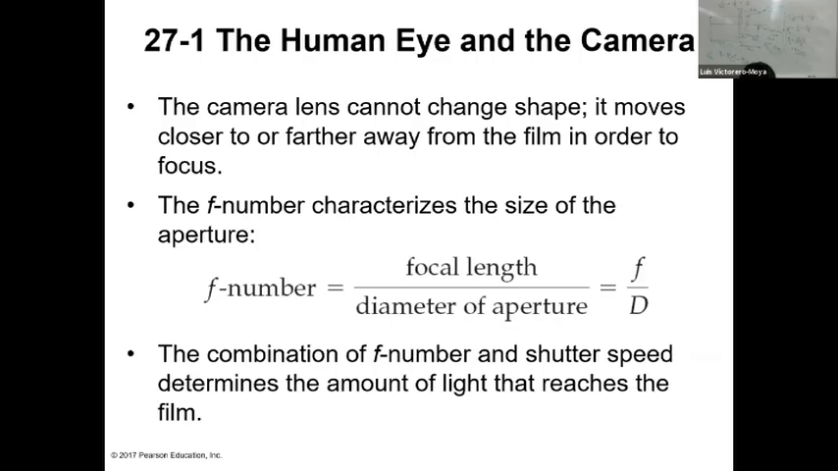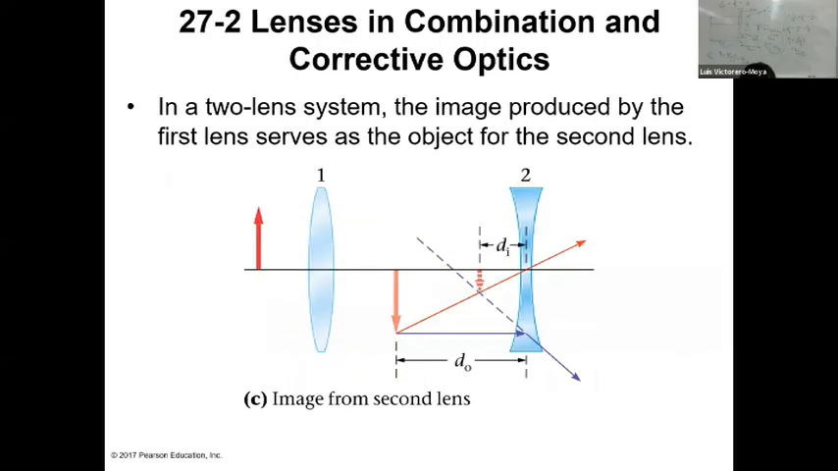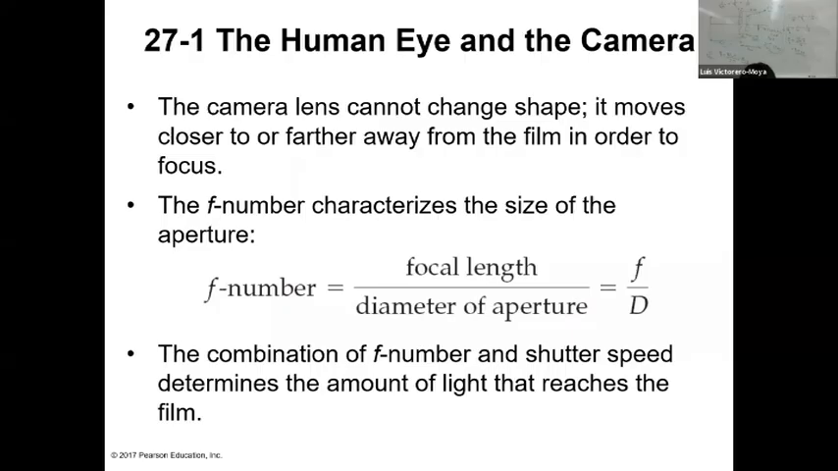The F number characterizes the size of the aperture by dividing the focal length by the diameter of the aperture. So if you think about it, a lens can be approximated to a circle. So if you know the ratio between the focal length and the diameter of the lens, you have the F number of a lens. And the power of a lens is just the inverse of the focal length in meters. So for example, if I tell you that the focal length is 30 centimeters, right?